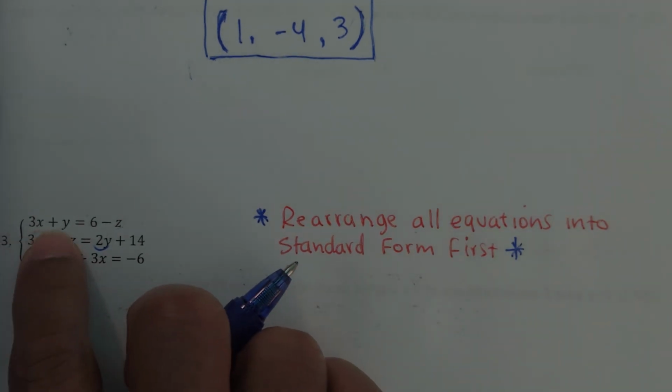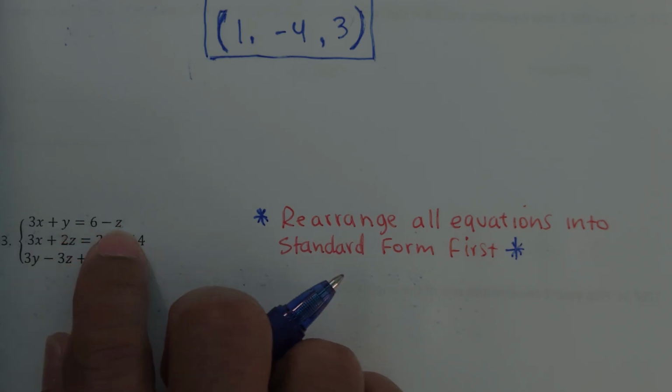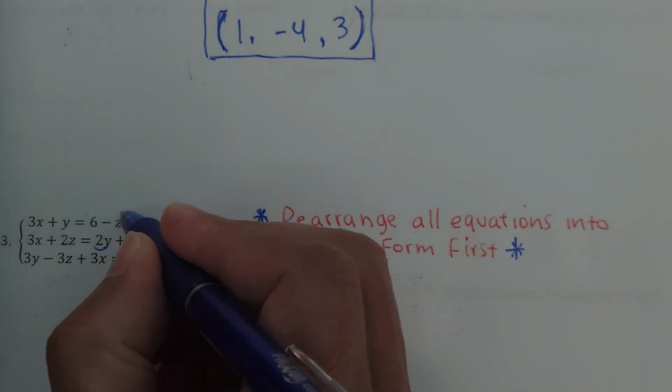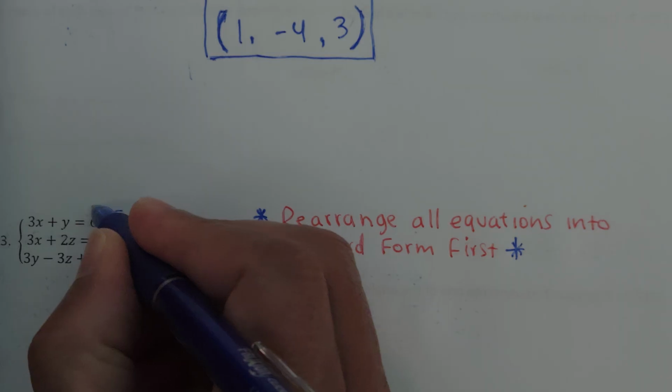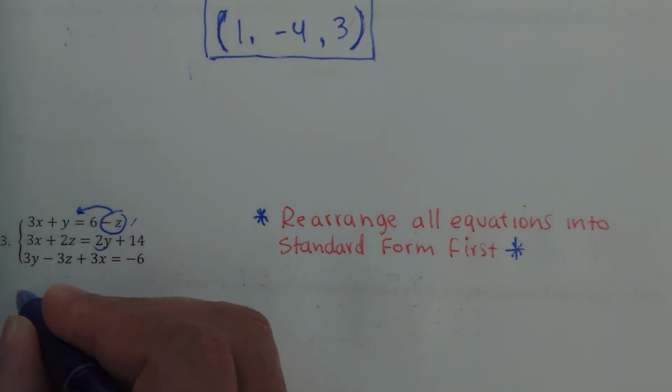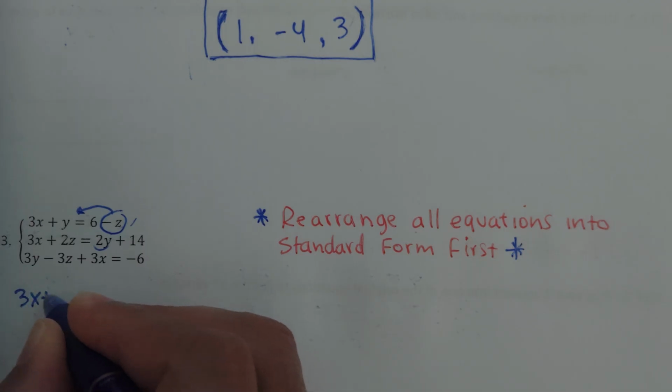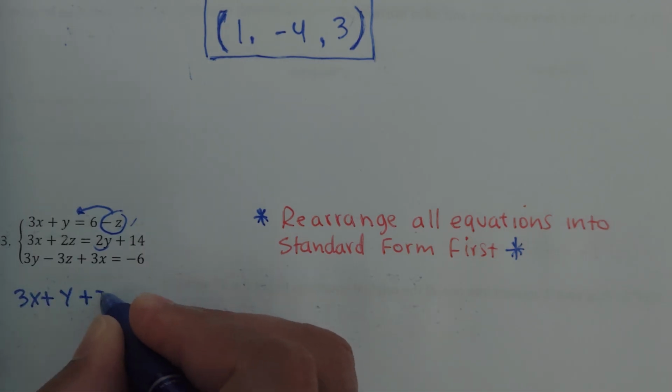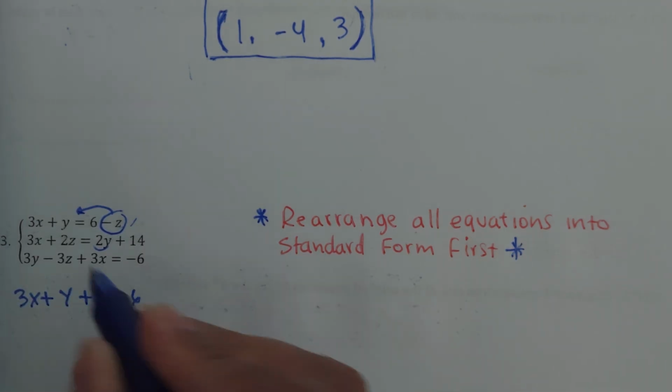So notice this is 3x plus y equals 6x minus z. That z needs to be on this side, so I can jump the z to the other side. Since it's negative on this side, it becomes positive on the other side. So the first equation now is 3x plus y plus z equals 6.